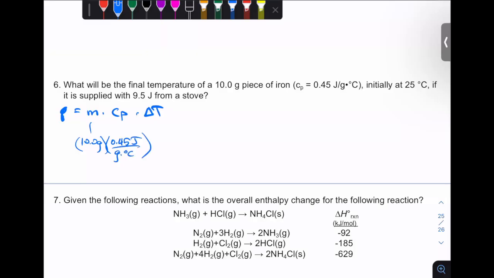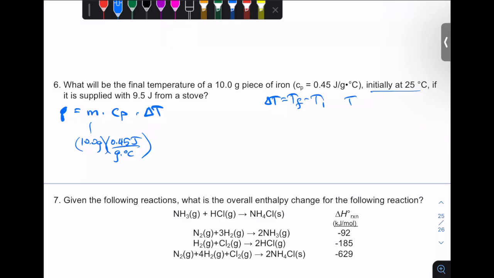Now we don't have the delta T. We have the initial temperature, but we don't have the final temperature. Some of you might get confused about how you are going to solve for delta T, when you actually want the final temperature. So you might remember that delta T is equal to T final minus T initial. And you're told T initial is 25 degrees Celsius.